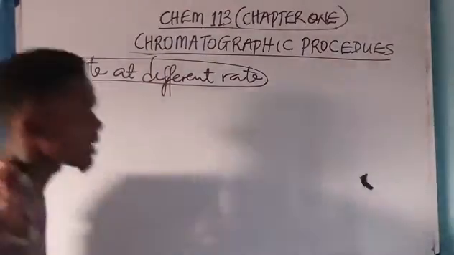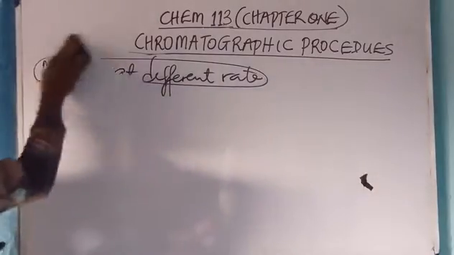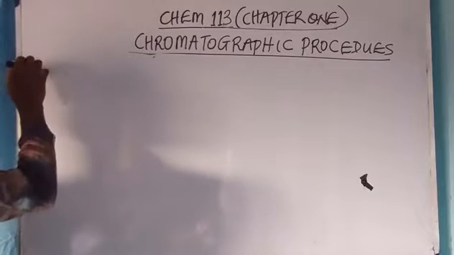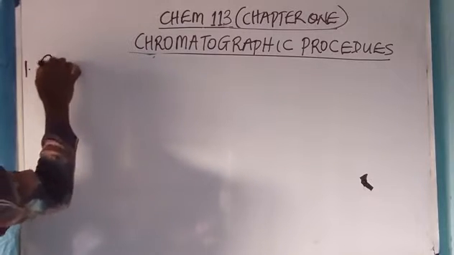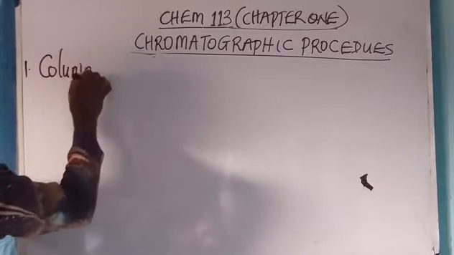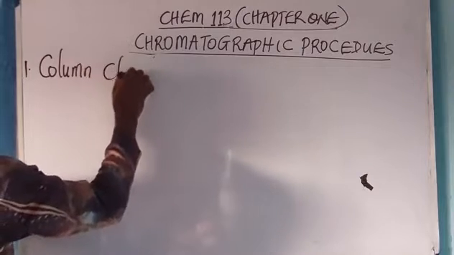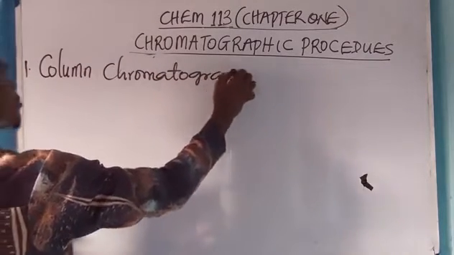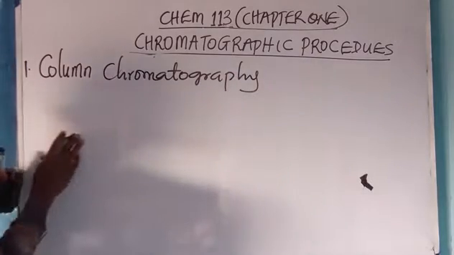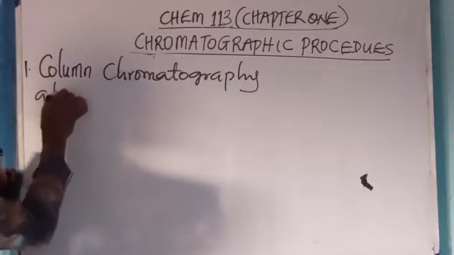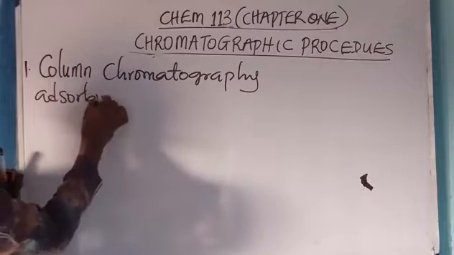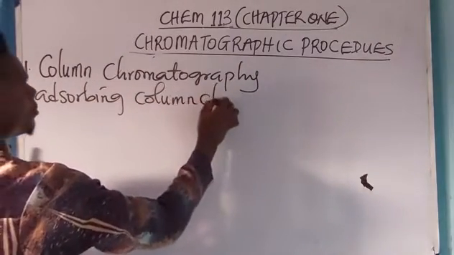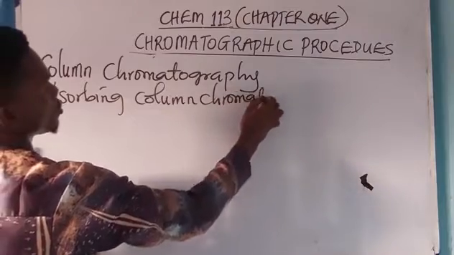Now we have different types of chromatographic procedures, or different types of chromatography. We have column chromatography. This column chromatography is otherwise called adsorption column chromatography.